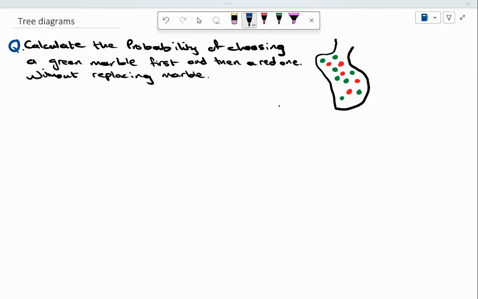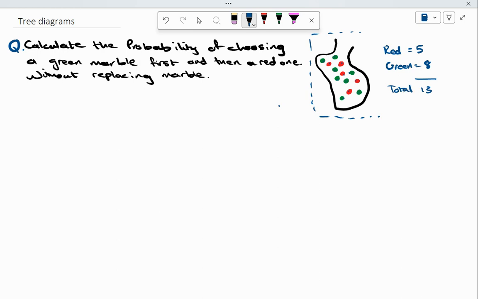Let's have a look at the right hand side over here, and let's count how many green marbles and red marbles we have in this bag. We've got red: one, two, three, four, five red marbles. And green marbles: one, two, three, four, five, six, seven, eight green marbles. Therefore we have a total of 13 marbles.